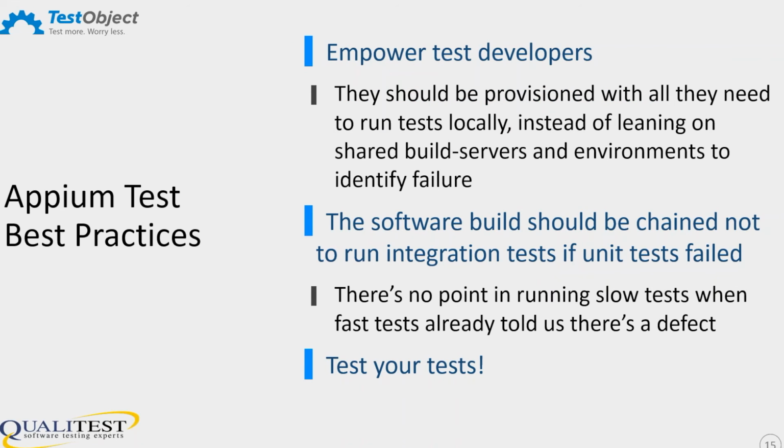We need to give test developers everything they need to run their tests locally, so they're not relying on shared environments where test failures for them may affect numerous other people. We need to make sure that the software build is chained, so that, for instance, those slow-running integration tests aren't going to run if your unit tests have already failed. There isn't much point running the slow tests when we already know from the fast tests that there are outstanding problems with the system.